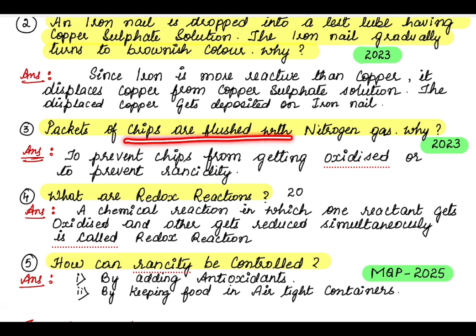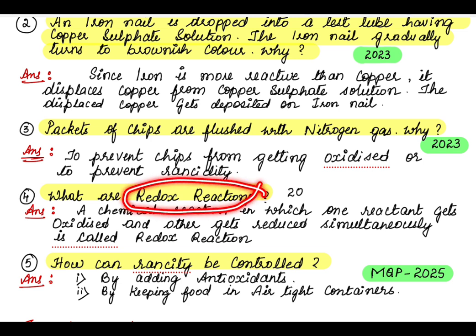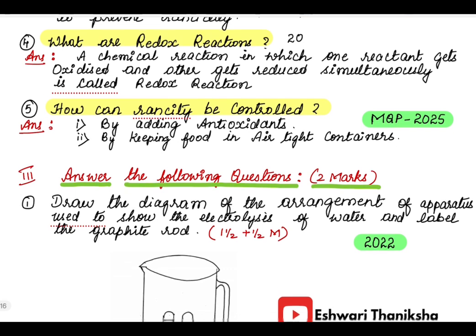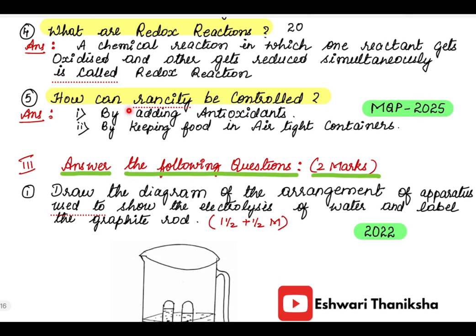Packets of chips are flushed with nitrogen gas. Why? It is to prevent rancidity. We are using nitrogen gas. Next, what are redox reactions? The name itself indicates that reduction and oxidation take place simultaneously. Therefore, it is called a redox reaction. Next, how can rancidity be controlled? It can be controlled by adding antioxidants, and second, by keeping food in airtight containers.